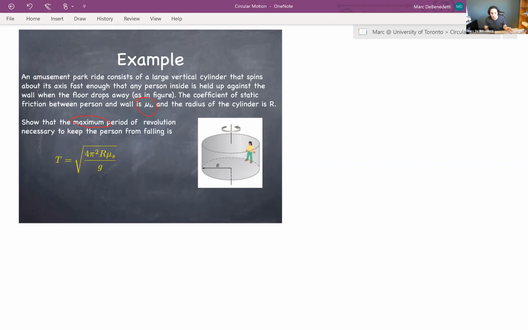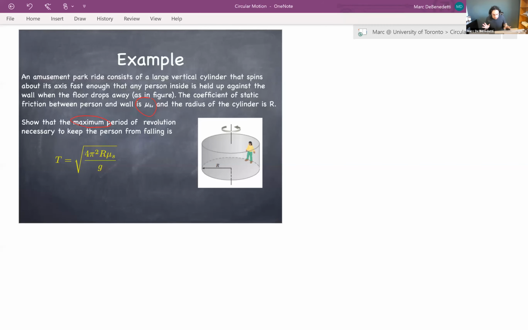Obviously, if the floor drops out and you're not traveling fast enough, you'll just fall, right? The whole premise is this thing is traveling fast enough that if the floor drops out, you remain stuck, pushed against the back of the wall, and you will not fall down.